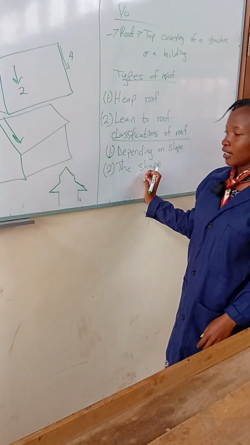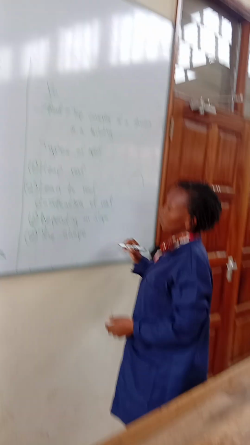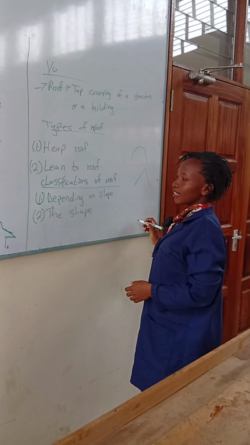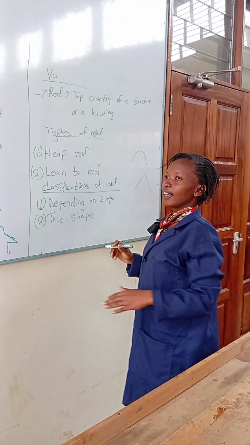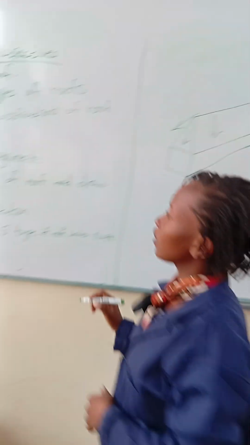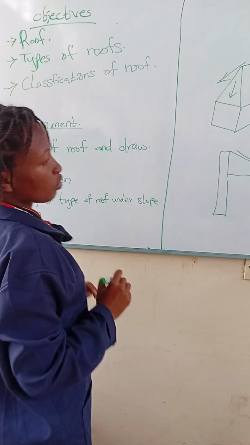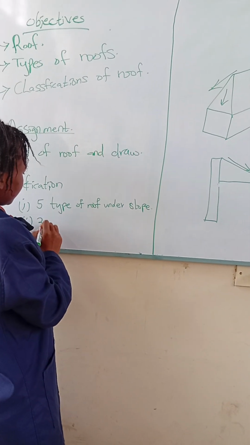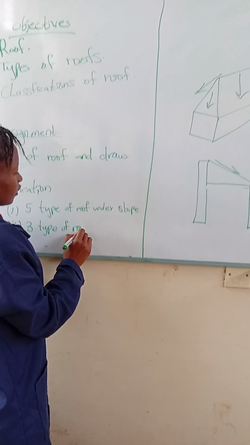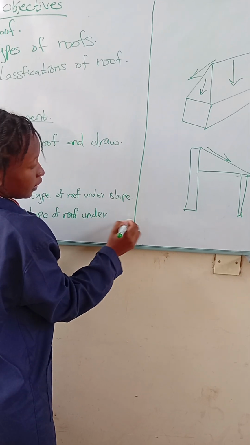We have so many types of shapes. We have some that look semicircular, some that are triangular, others that are linear. There are others that look different according to the shape. So for part 2 of question 2, I want 3 types of roofs under the shape.